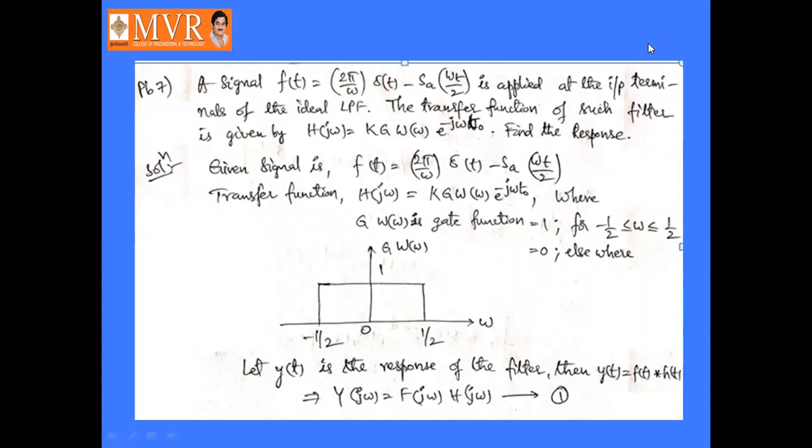So in the last classes, we were already doing some problems related to response or output. So we are continuing doing the problems. So we'll do this problem. Here a signal f of t is given as 2 pi by omega into delta of t minus Sa of omega t by 2, applied at the input terminals of an ideal low pass filter.